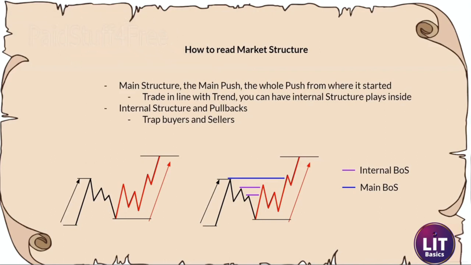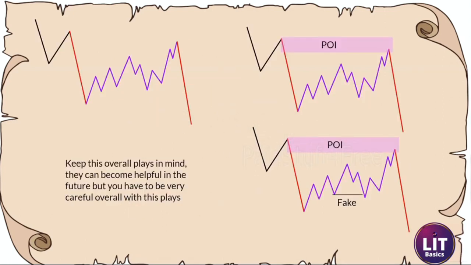So let us go on to the next one. Keep in mind, they can become helpful in the future, but you have to be very careful with these kinds of plays, and we'll explain why. So obviously this is just basically what we've been through. This is the push. This is the POI that you get from the push. This is obviously all internal structure. This is the mitigation and then the continue. Obviously you're going to have fake outs and stuff like this within this internal structure.